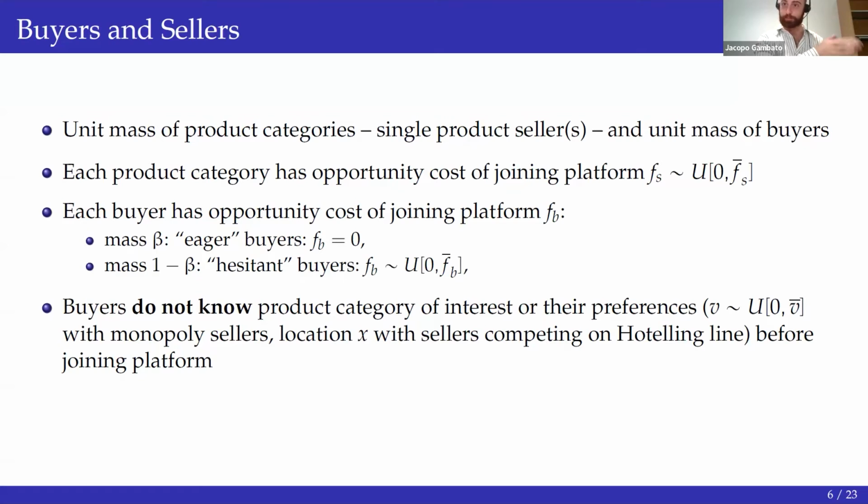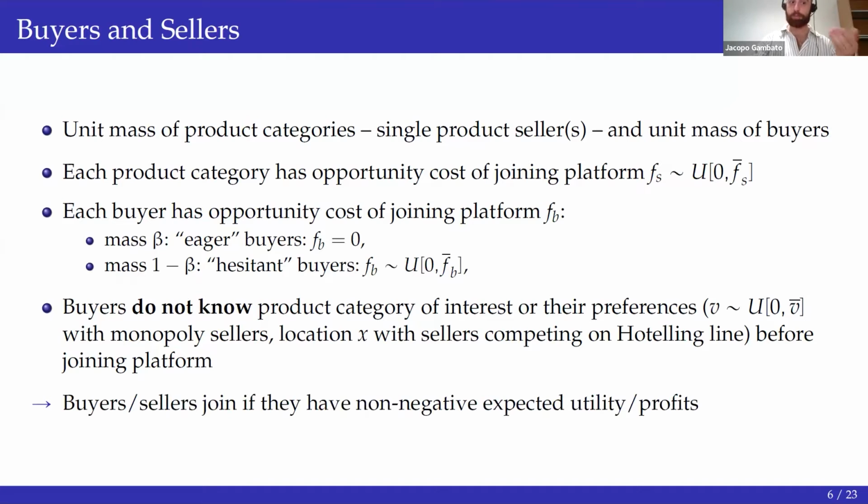For the monopoly case, on top of their product category of interest, consumers will not know exactly their valuation for the one product available in the product category. While for the Hotelling line, we assume that the consumers do not know exactly their preferences for the two options made available, which means that in this environment, both buyers and sellers only join if they have non-negative expected utility or profit.